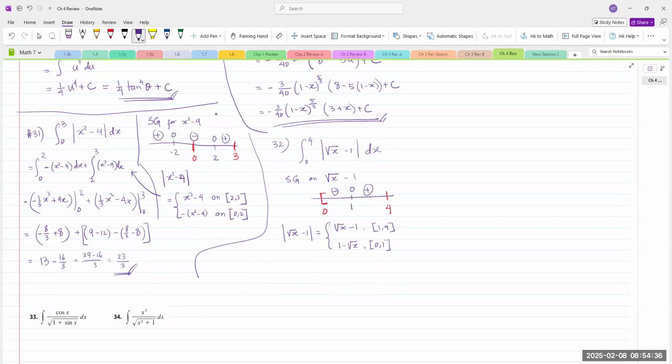Now, here we know that between 0 and 1 it will be negative, so from 0 to 1 I take the opposite of that square root of x minus 1. And between 1 to 4, because the absolute value is already positive there, we just take it as is. Okay? And from there you integrate as usual. Let me just leave it like that.